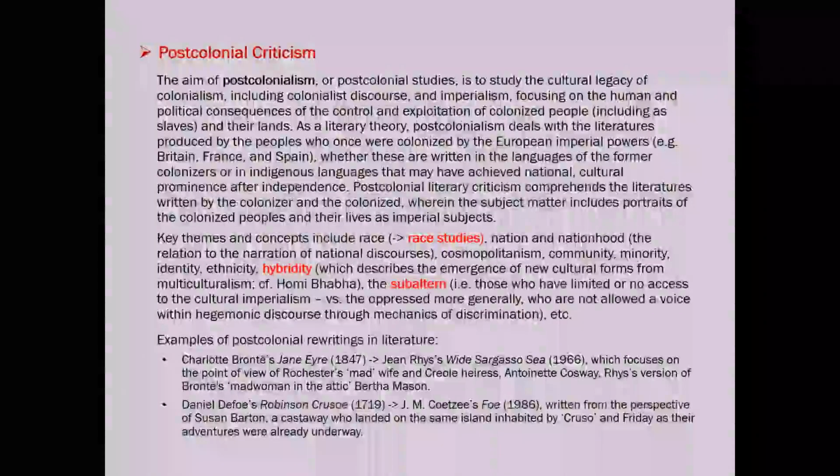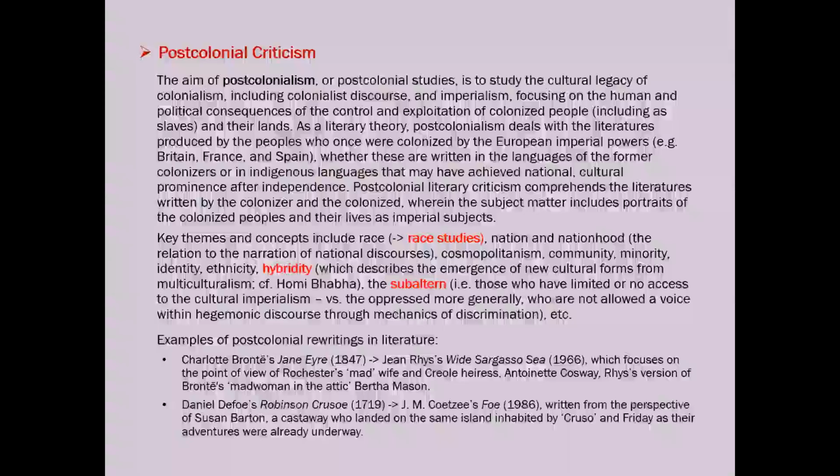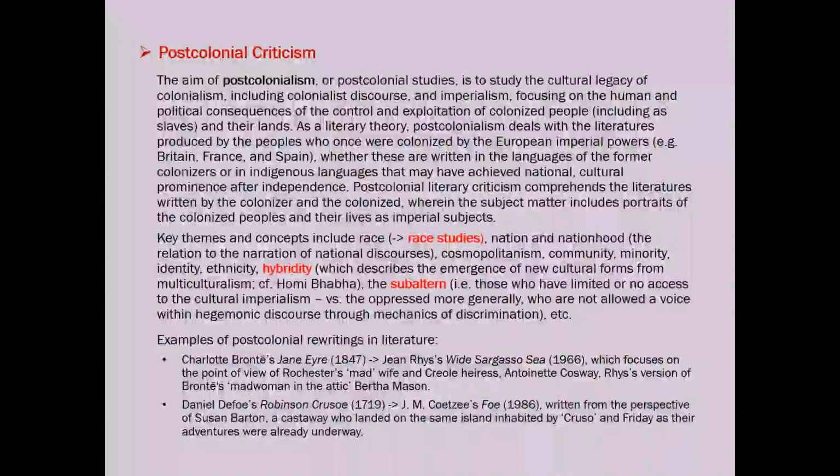Whether these are written in the language of the colonizers, some carried on writing in them, or indigenous languages that may then have achieved national prominence after independence. And what a postcolonial literary critic does, what the criticism does, is to comprehend literatures written both by the colonizer and the colonized. So it's not only the formerly colonized people writing whatever literature after independence, but it also rereads literature by the so-called colonizer in a postcolonial way. Okay.